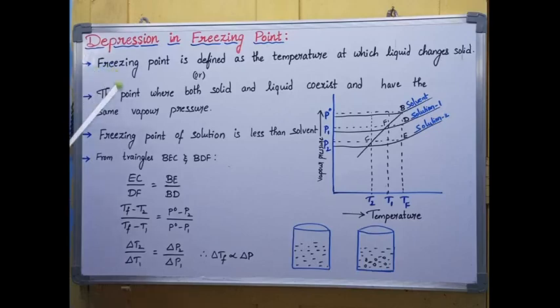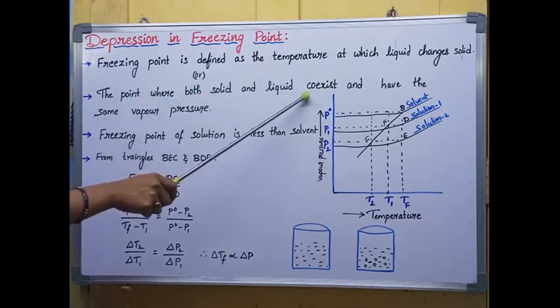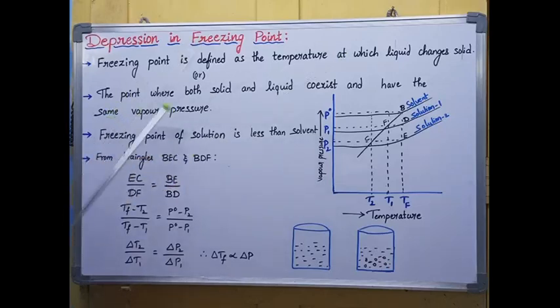Okay, so now we can define this freezing point in another way: the point where both solid and liquid coexist and have the same vapor pressure. If you observe any solid ice, you can see both solid and liquid coexist with each other and they have the same vapor pressure. So this is also one of the definitions of the freezing point. We can say one more thing, that the freezing point of a solution is always less than that of the solvent.